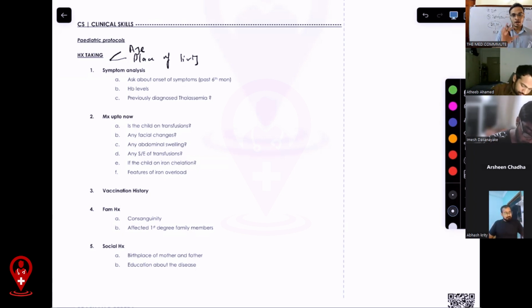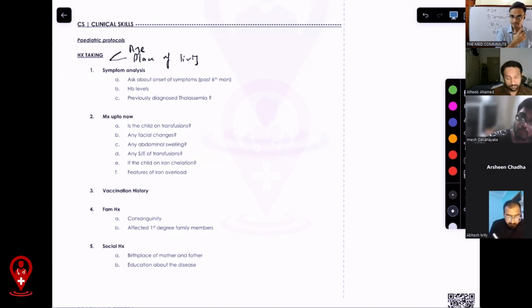Then you ask about the current management, guys. If you're asking the history from the mother, was the child on transfusions before? Has the child ever been started on transfusions? Why do we want to ask this? If the child's spleen is big, that means inadequately or poorly transfused. He's not being transfused adequately. That is important. Then you can also ask about the chelation.